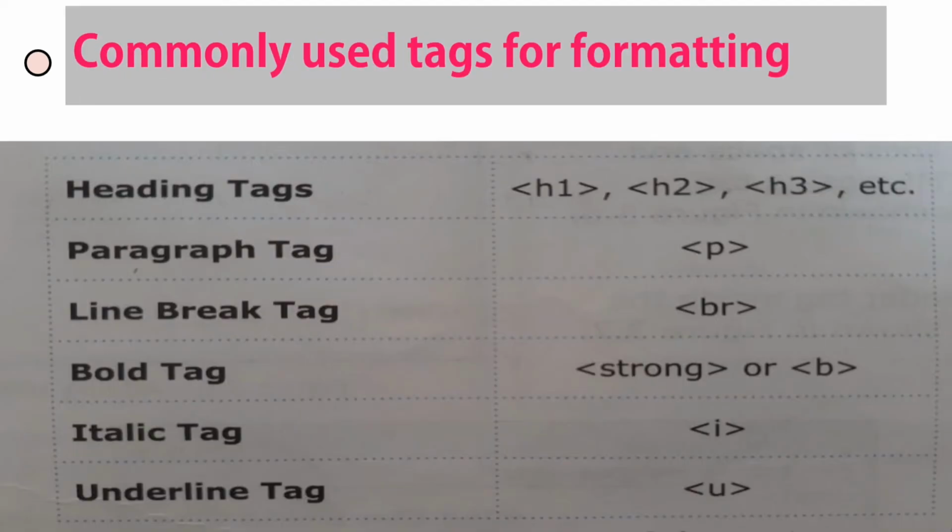Commonly used tags for formatting. The heading tag is used to create a heading on a web page. The paragraph tag is used to start a paragraph on a web page. The line break tag gives a new line on a web page, so we use the BR tag for that. The bold tag makes the font bold. The italic tag makes the font italic, and the underline tag underlines the font. For underline we use the U tag.